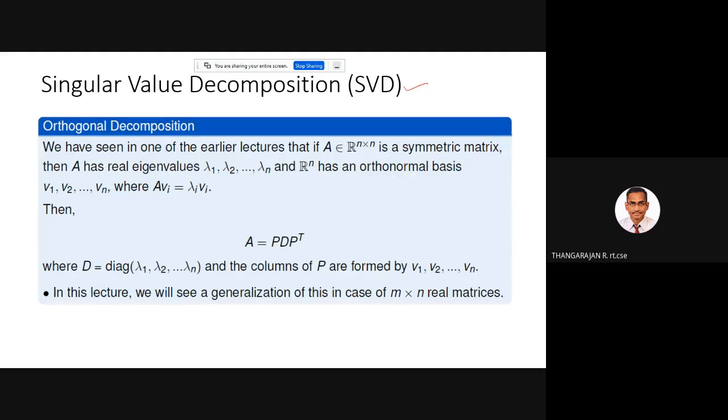I was telling you that if A is a real valued n cross n symmetric matrix, a square matrix, a symmetric matrix is one where A is equal to A transpose. If A is equal to A transpose, then we say that the matrix is symmetric, and at the same time the matrix should have real entries.